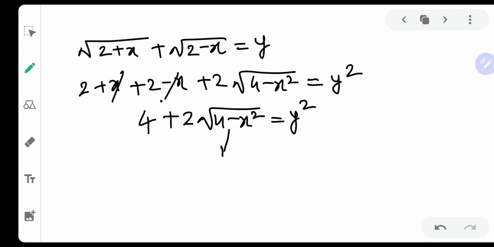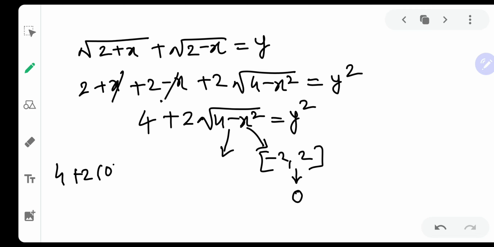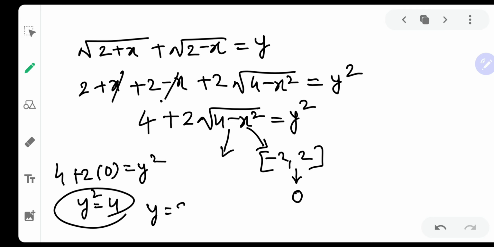So this will range from what? If you have a keen look at this question, you can understand one thing, that x is ranging from minus 2 to 2. It means at minus 2 this will be 0, and at 2 this will be 0. So this will be maximum at the middle value, which is 0. So y square will have the value 4 plus 2 into 0 is equal to y square. So y square is equal to 4, so y is equal to 2.